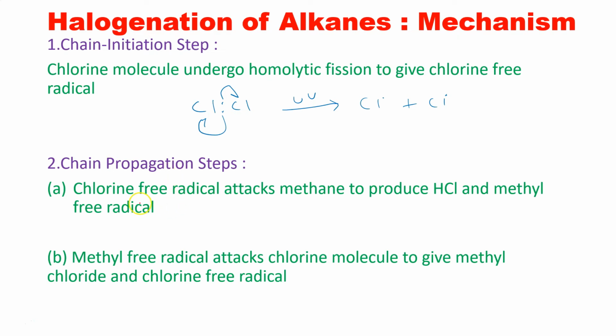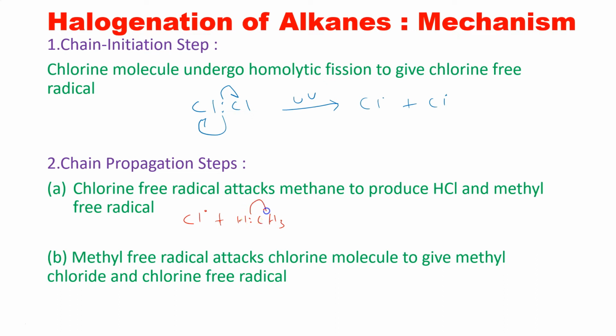We'll see the first step: a chlorine free radical attacks methane to produce HCl and a methyl radical. This chlorine is coming from the first step, and it attacks a methane molecule to form a methyl free radical, hydrogen and this CH3. For convenience, I have shown methyl with a half fishhook arrow.